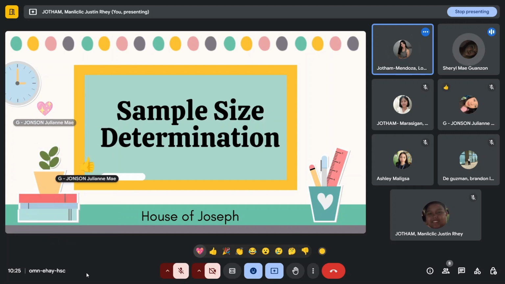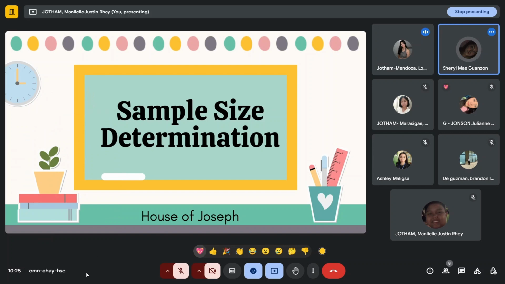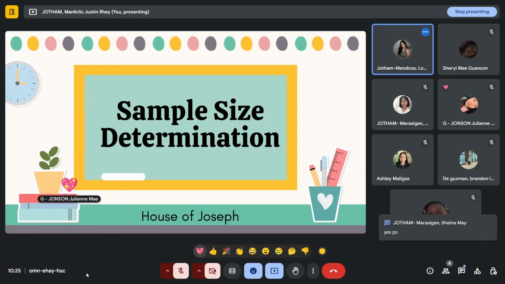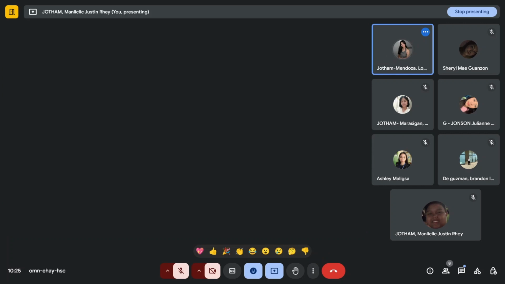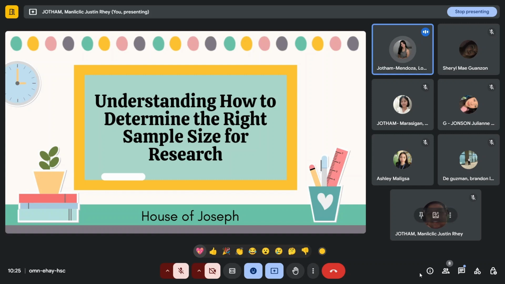Okay, so today we will discuss an essential topic in research that you can use for your grade 12, which is the sample size determination. By the end of this session, you should be able to understand how to determine the right sample size for your studies. So first, let's define sample size. A sample is a subset of population that we analyze to make conclusions about the entire group.